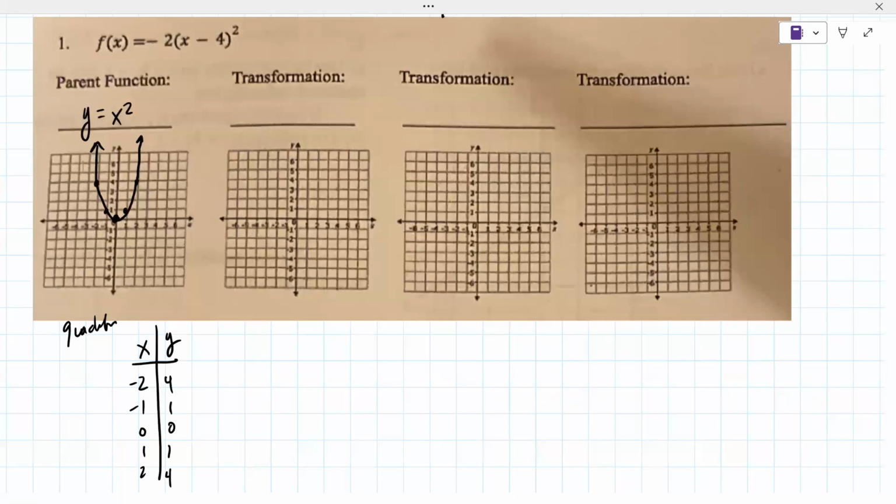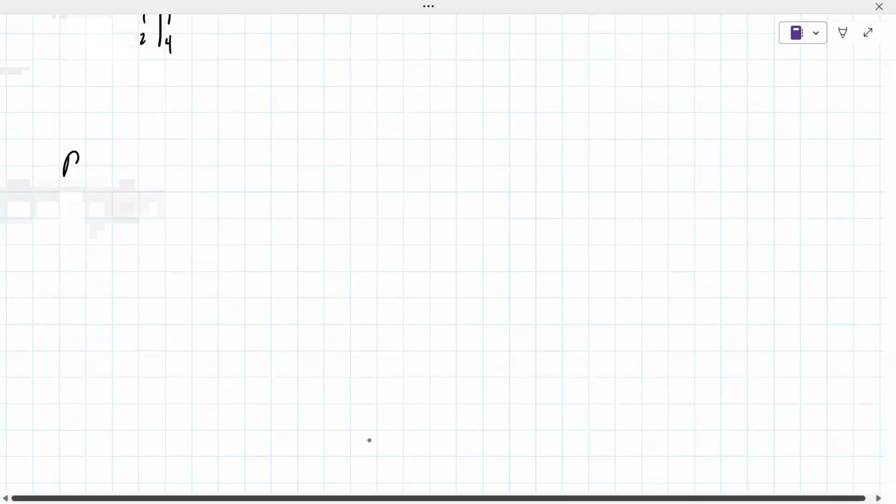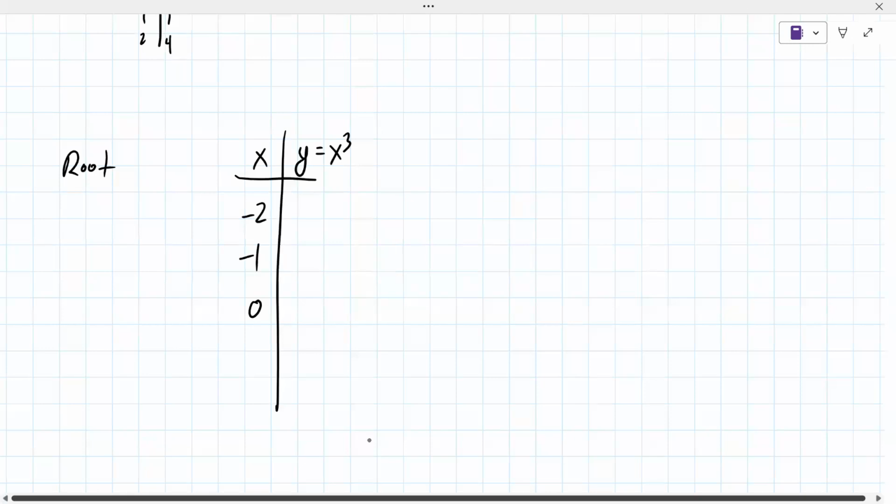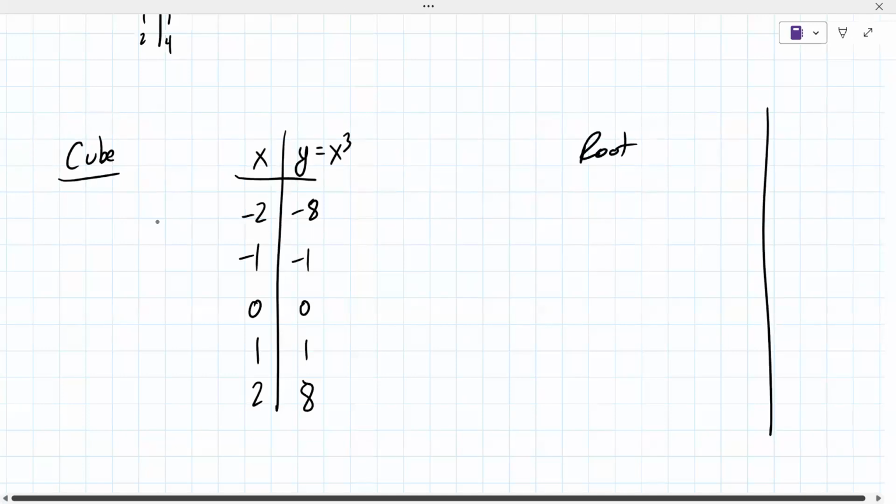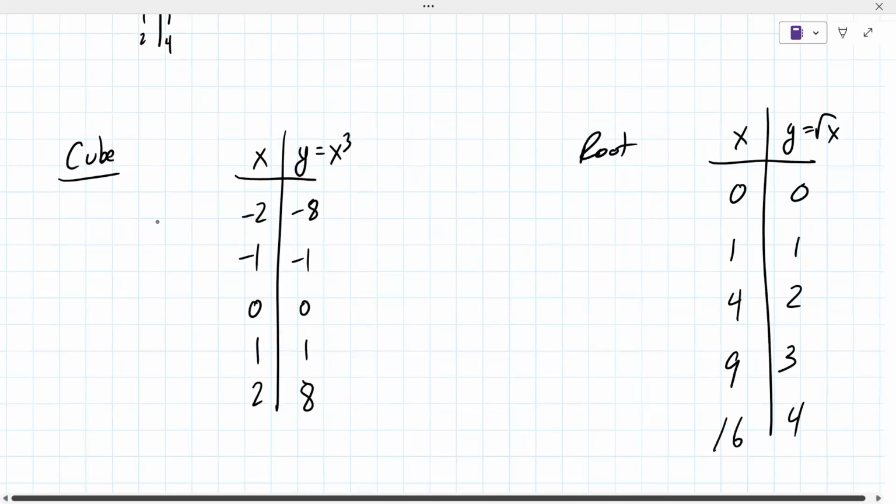You got it for the root function. You actually go out a bit more on these. Sorry, 8 is the cube, not the root function. All good. The root is 0, 0, square root of 1 is 1, square root of 4 is 2, square root of 9 is 3. You could go to 16. It's kind of hard to go beyond that, but okay.